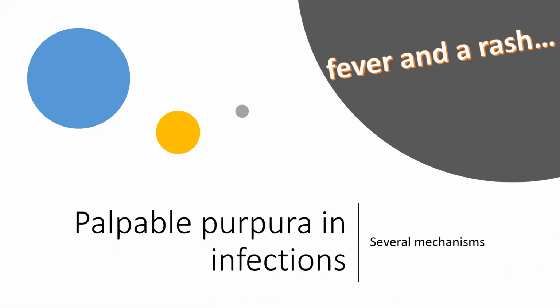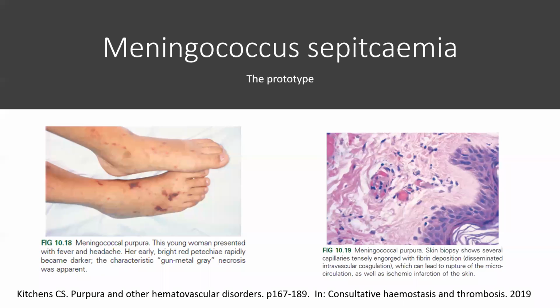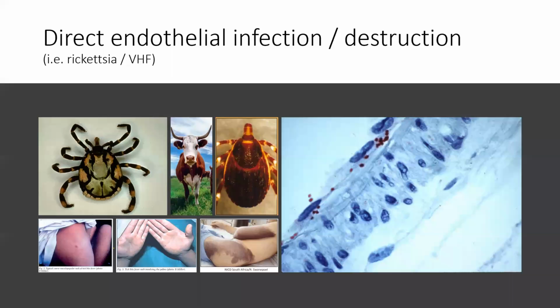Purpura in infections can have several mechanisms. The prototype here is perhaps meningococcal septicemia. As in DIC, there's fibrin deposition, which leads to skin necrosis. Lesions are initially red, and then they turn a characteristic gunmetal gray because of the necrosis. Other infections, such as rickettsia, can cause direct endothelial infection, or endothelial destruction, such as in the viral hemorrhagic fevers, and this can also cause purpura and bleeding.